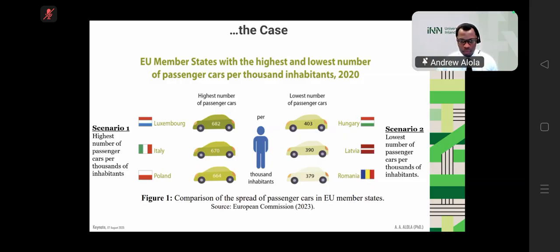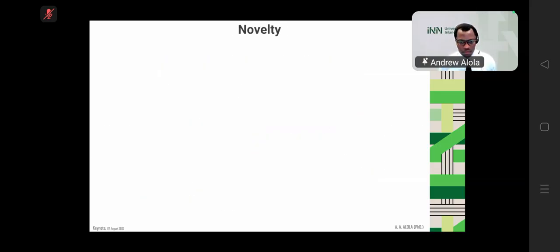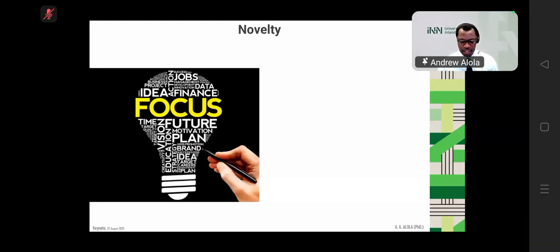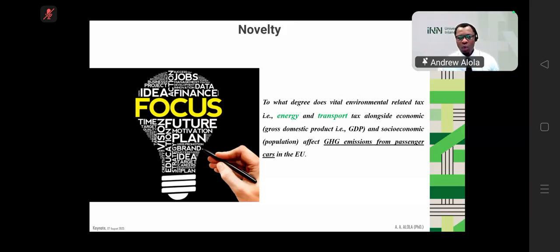So, and what is the novelty? I mean, what is actually new that we are talking about? What is new is that we are looking at the role or the impact, the effect of energy and transport tax. Don't forget that we are talking about energy tax and transport tax, which are two types of environmental tax.